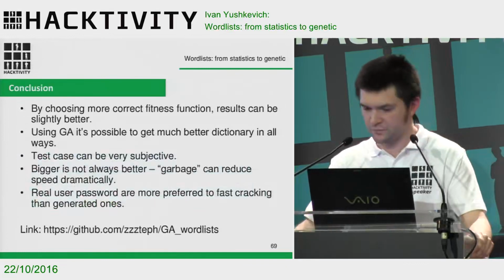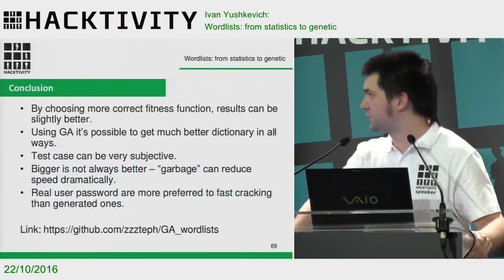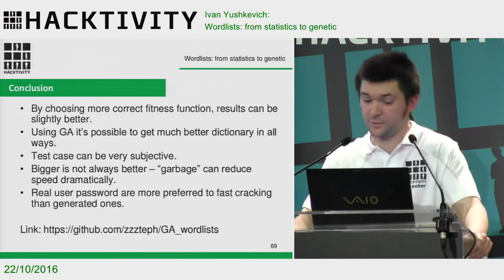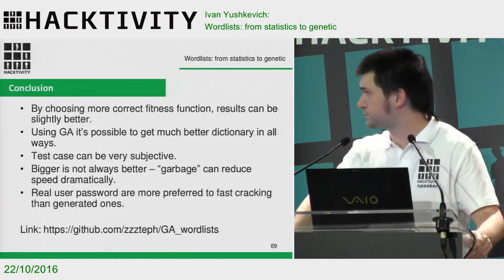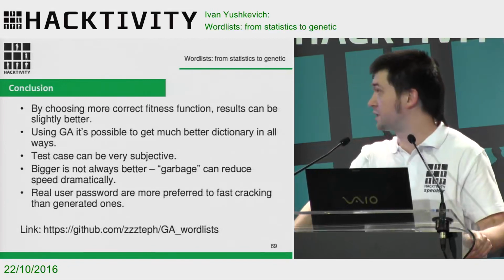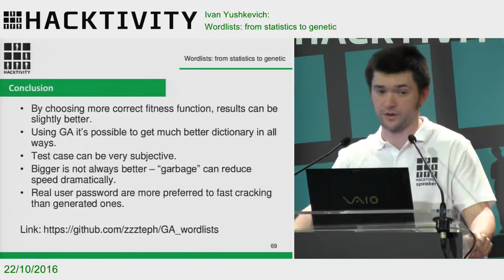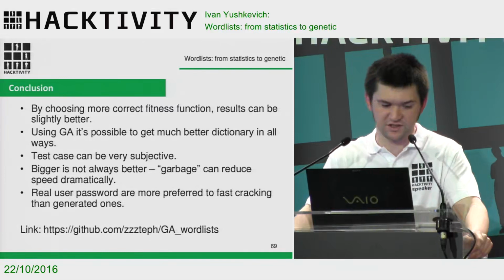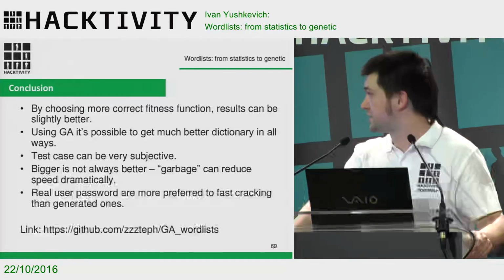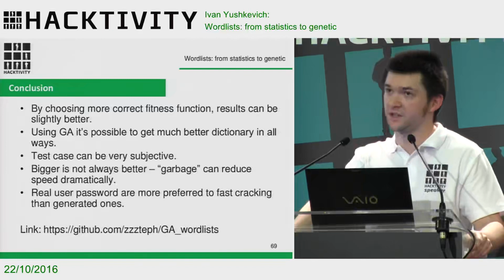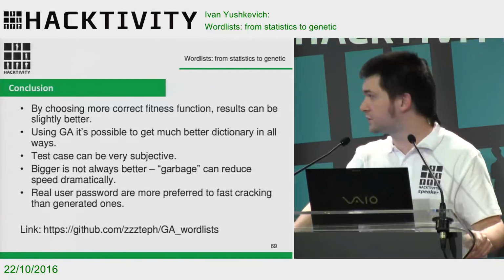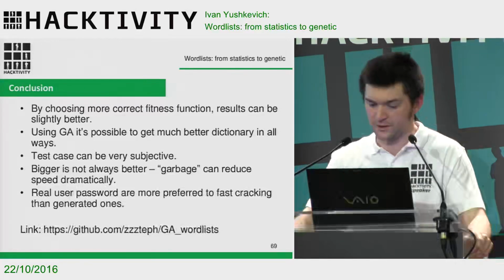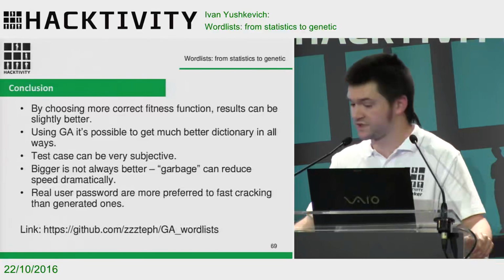And a little conclusion. First of all, genetic algorithms can help to generate a better dictionary in some ways. The test case may be very subjective, so that's why there were a lot of them. A bigger dictionary is not always better because speed is really critical, and real user passwords are preferred over generated ones. And also, by this link you can find some results that we made during these tests.